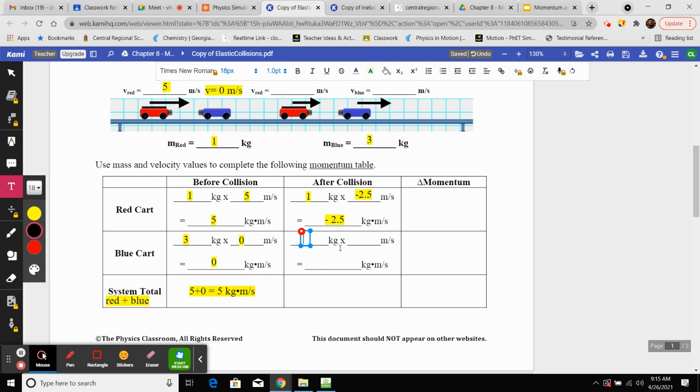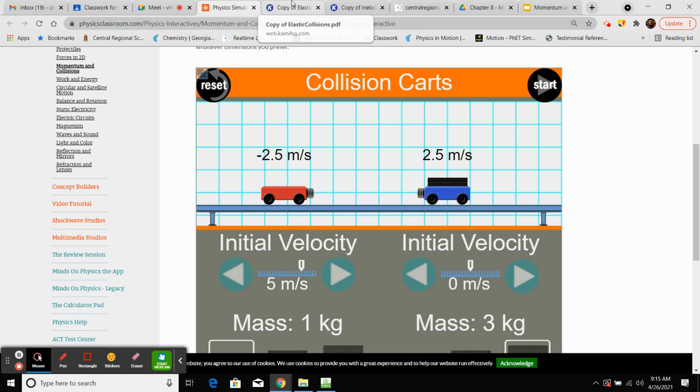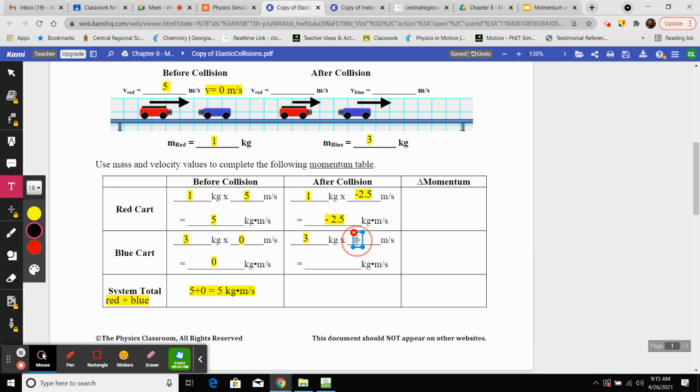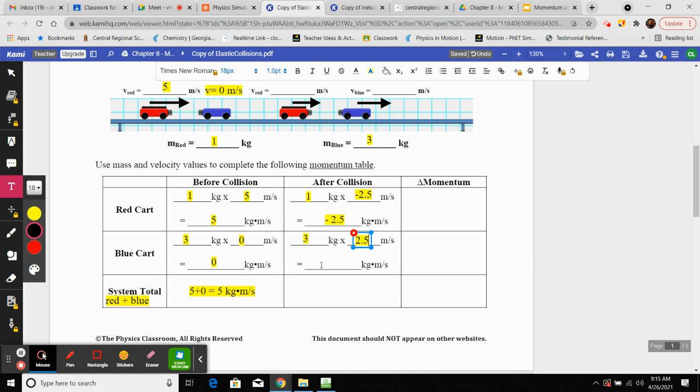What is the mass of the blue car? It was 3. Doesn't change. What was its new velocity? A positive 2.5. 2.5 times 3 should be 7.5. Okay, no worries. So we have a positive 7.5.